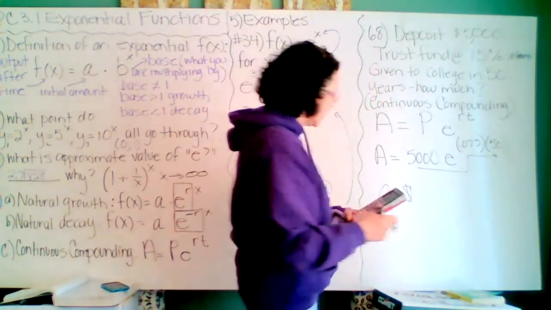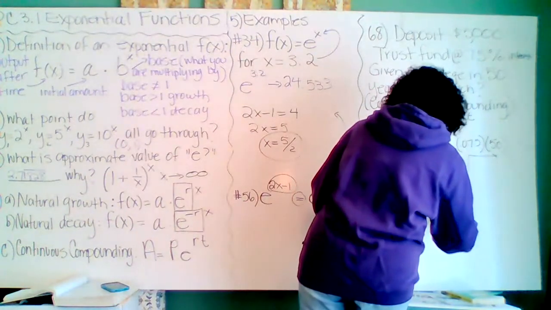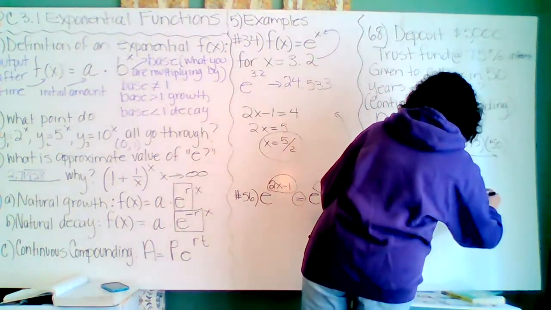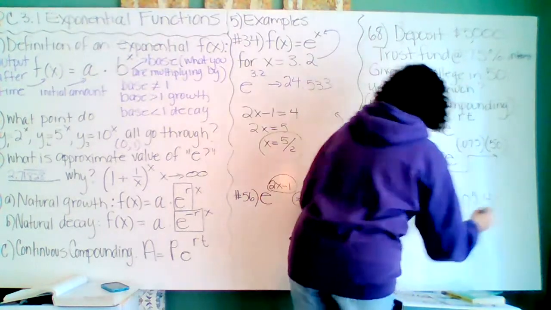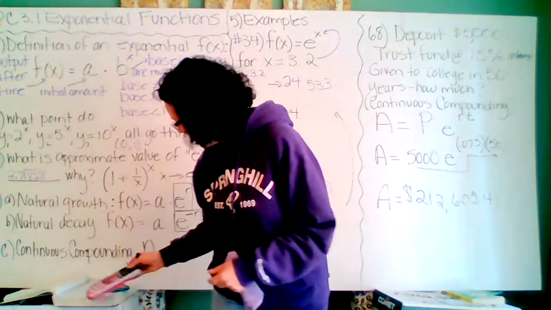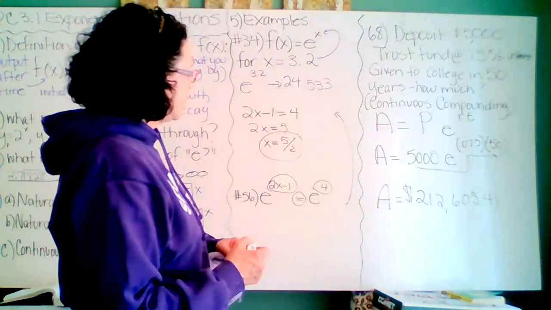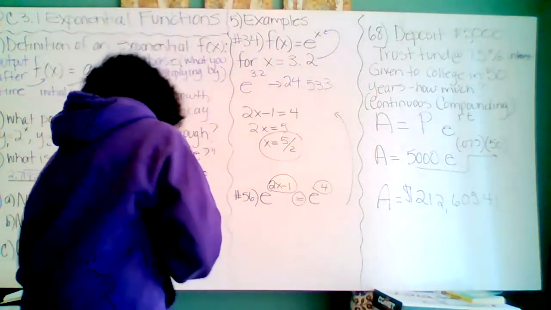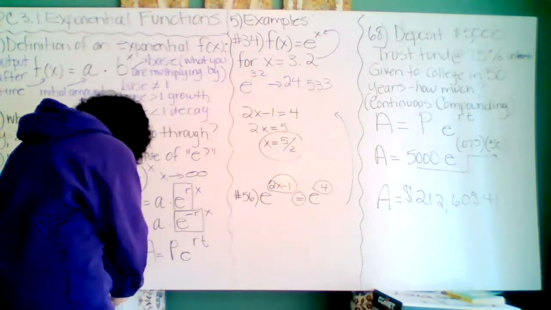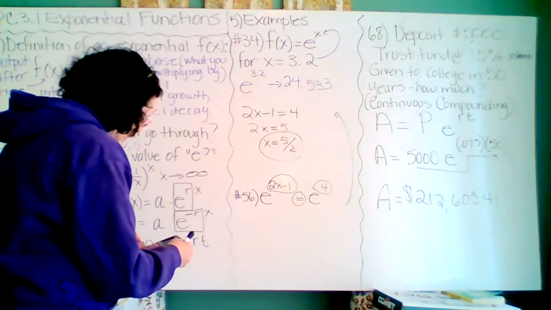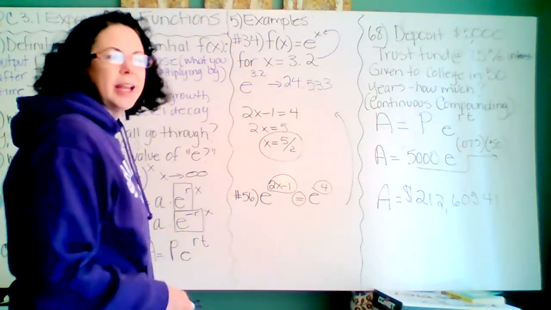That grows to, can you believe it? $212,605.41. Isn't that crazy? At 7.5%, how big that amount of money becomes. And just making sure that I put it in right, because even to me, that's amazing. Yep, we got it right.